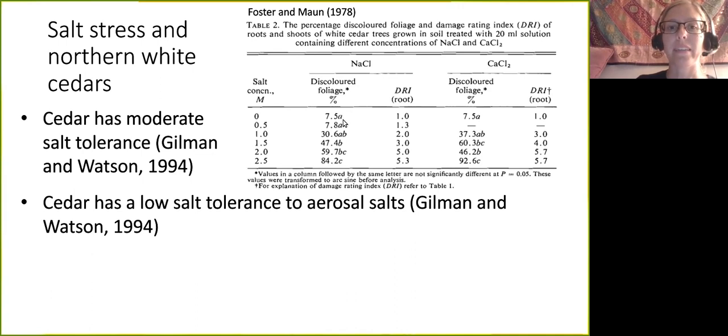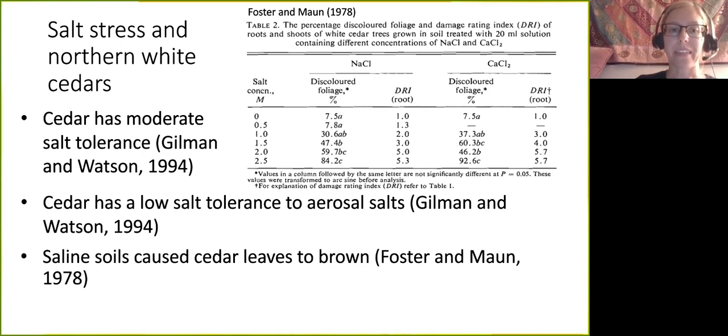And you can see as the salt level increases, you have a very big jump from the 0.5 molar to the 1.0 molar. Not quite completely significant, but by the time you get to 1.5 concentration, it's significantly discolored foliage. So these cedars are showing problems when they are being exposed to that salt in the soil.